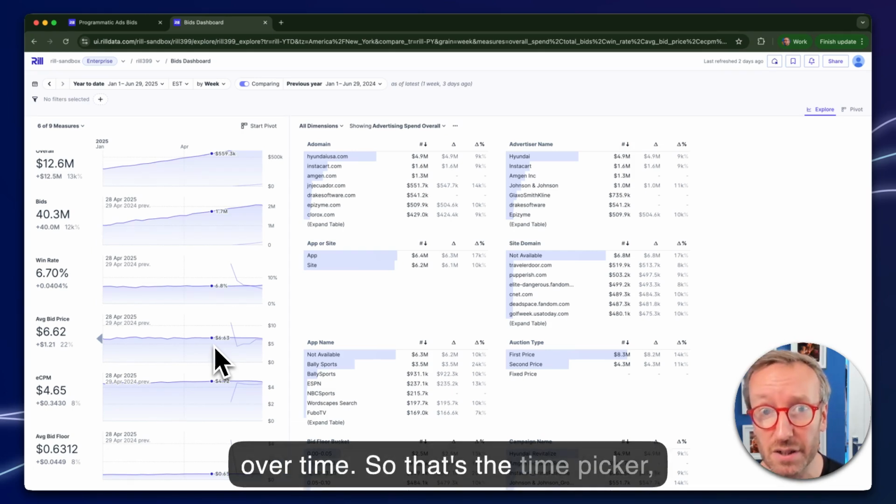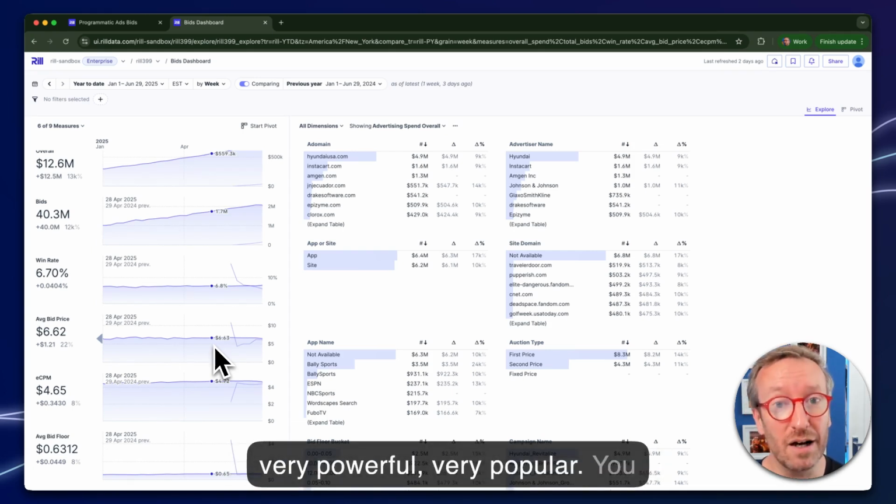So that's the time picker. Very powerful, very popular. You really should try it out.